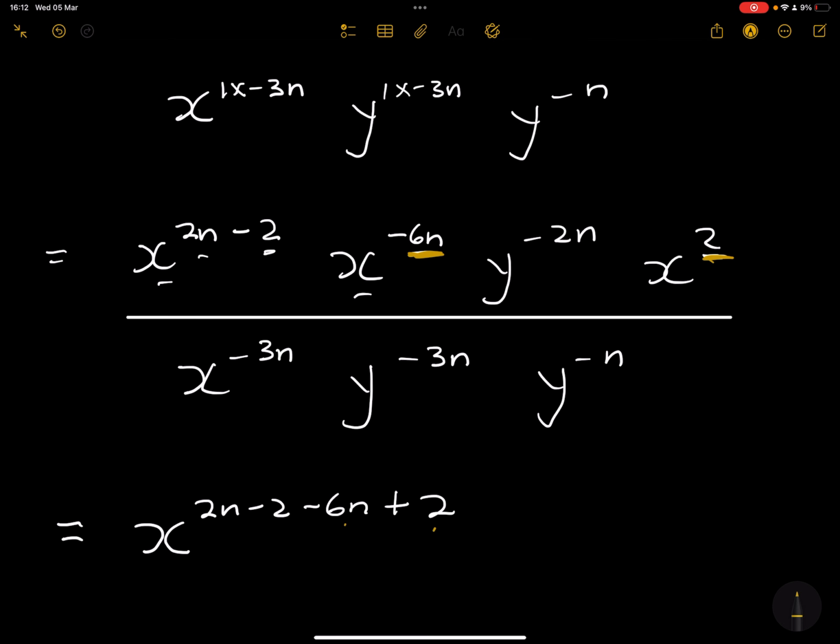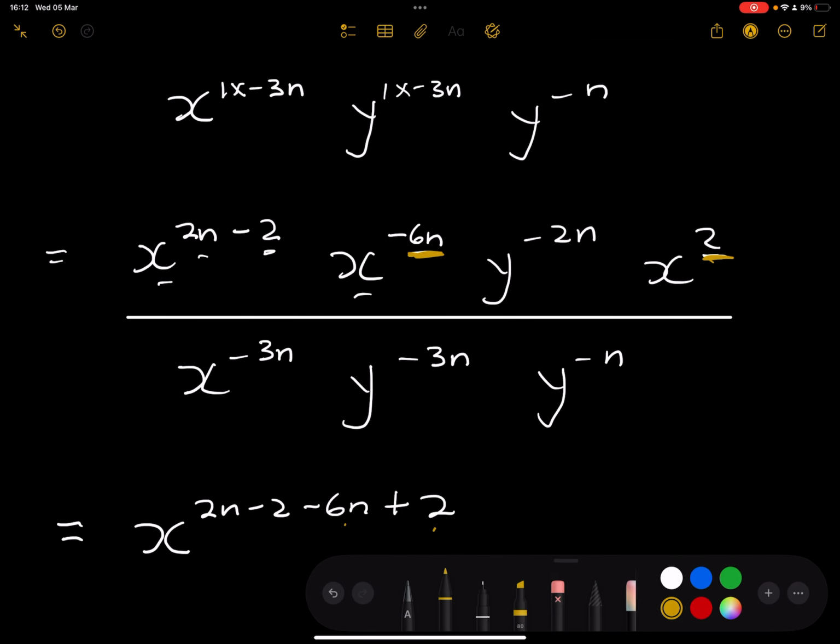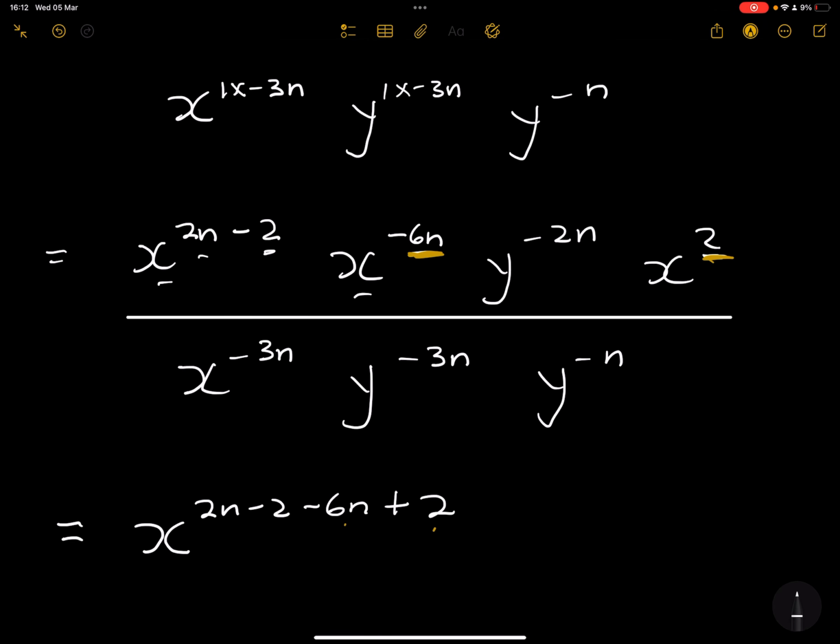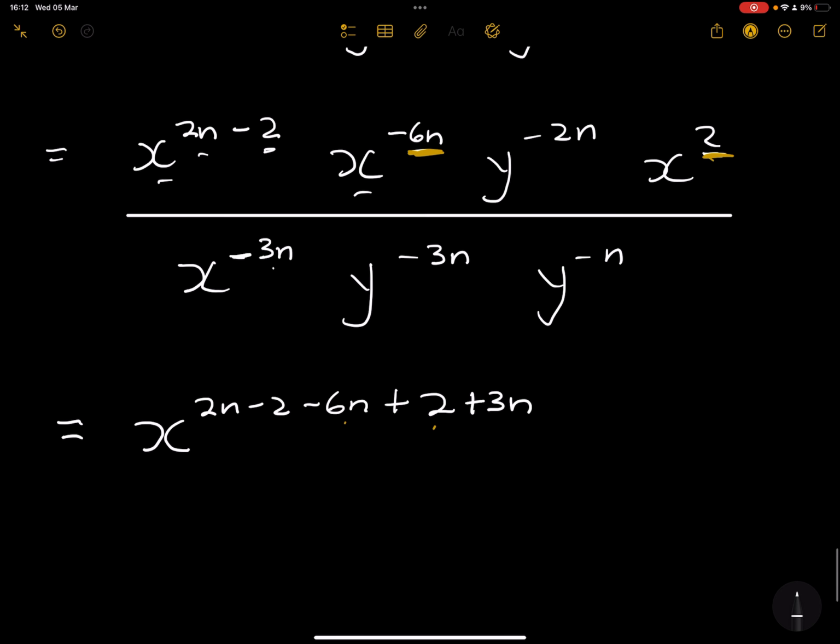Right, but now you keep in mind, we also have divided by the minus 3n. So we said now, if we are dividing, what happens to the exponent? The exponent changes sign, right? That will be minus a minus 3n. And so that will give us positive 3n. I hope you understood that, grade 10s.